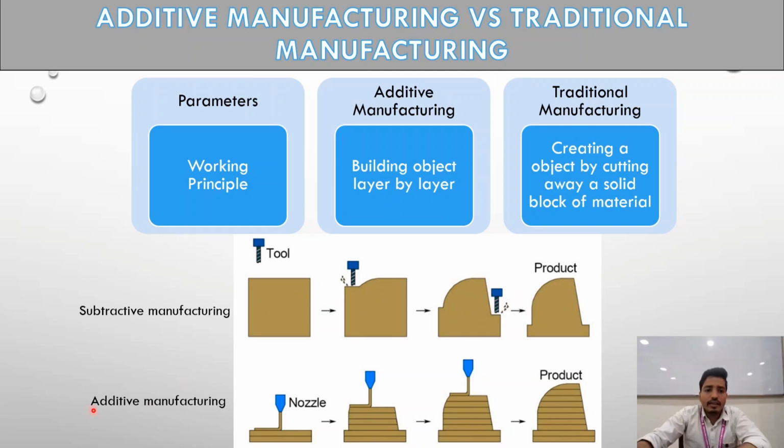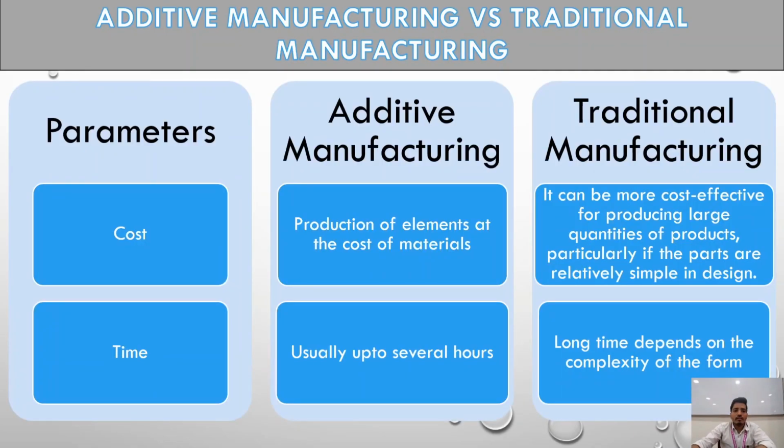In additive manufacturing, you have the nozzle. So layer by layer deposition is going on and you get the same product. Here there is a loss of material. Here there is zero loss of material. Okay, so next parameter, you have cost. So cost wise, obviously the production of elements at the cost of material.